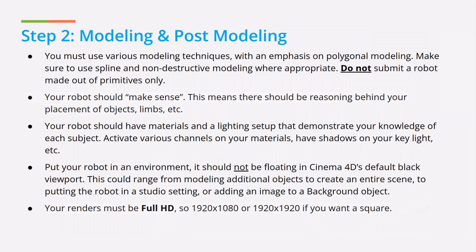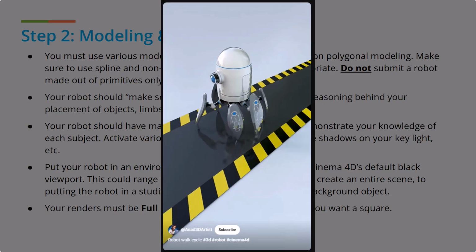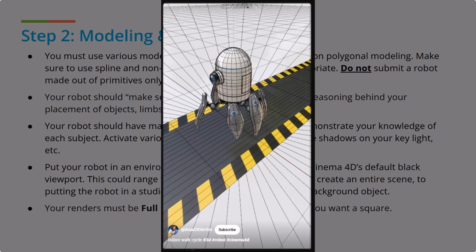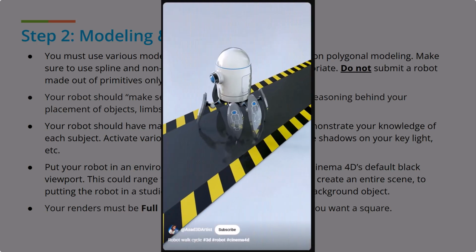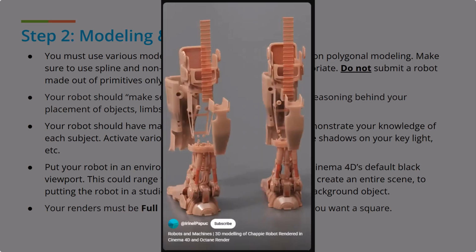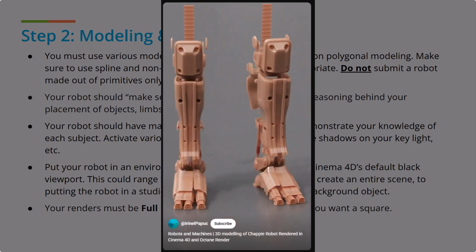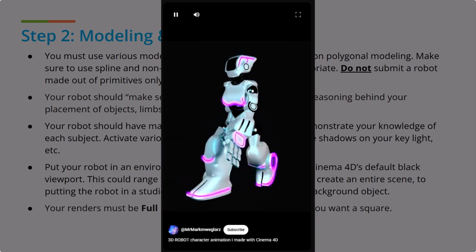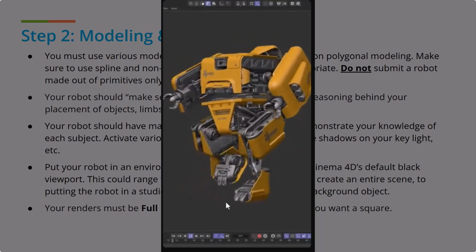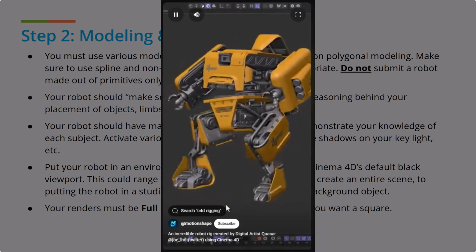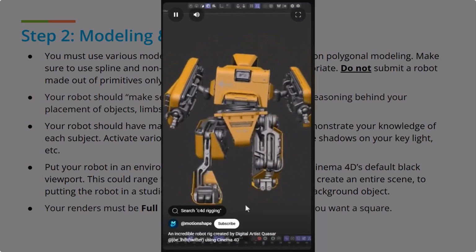Add materials and lighting to your scene that demonstrate your knowledge of week 5. Make sure that you activate various channels on your materials, add shaders, perhaps some external textures. You should also have a variety of lighting objects with changes to their properties. Make sure that at least one of your lights has a shadow.